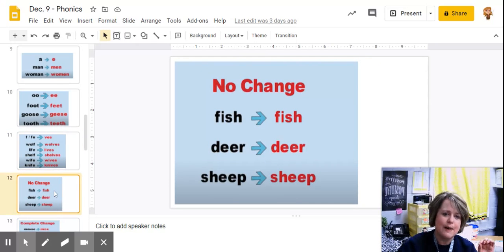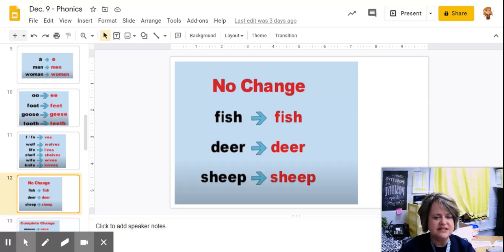We have some that do not have a change at all. So fish, deer, and sheep, those are the only ones. Fish, deer, sheep do not change at all. So if you're talking about several fish, we don't call them fishes. We're going to call them fish.